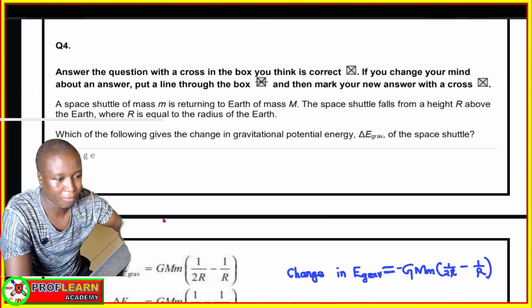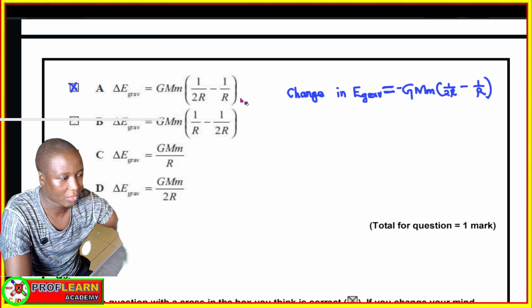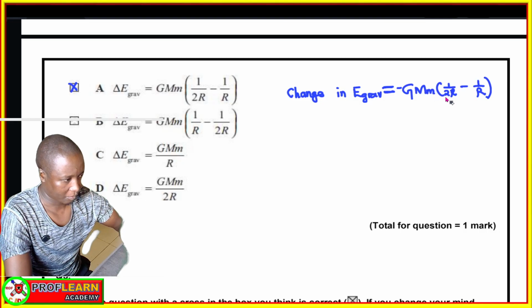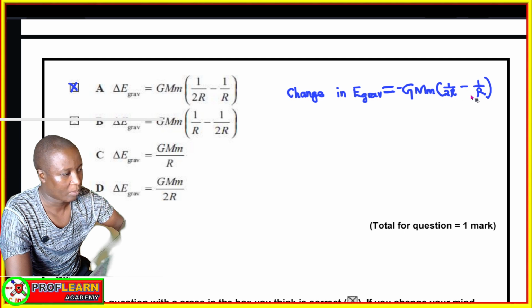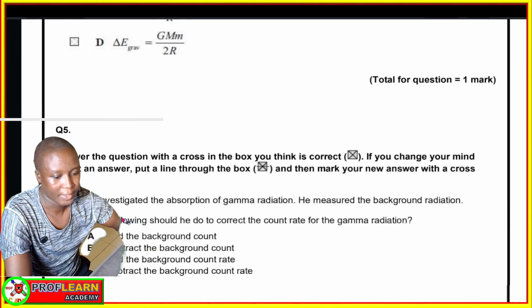A space shuttle of mass m is returning to Earth, and the space shuttle falls from a height r above the Earth, where r is equal to the radius of the Earth. Which of the following gives the change in gravitational field strength? So the change in gravitational potential is going to be 1 over 2r minus 1 over r. But since this negative is here, it is going to make this GMm times 1 over r minus 1 over 2r, and that's going to be basically option A in that case.